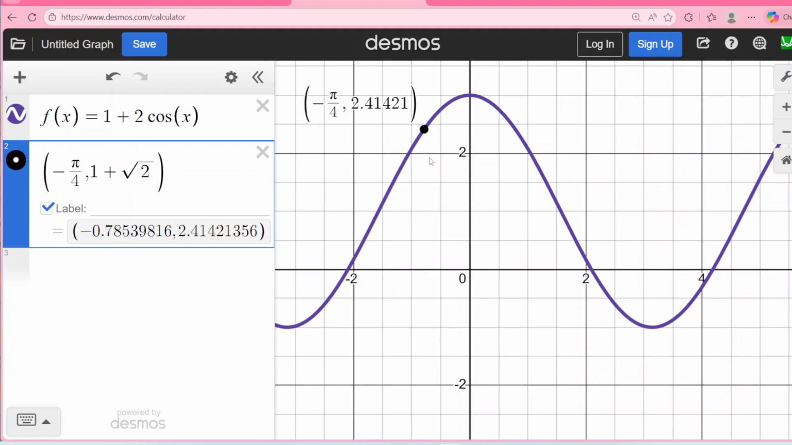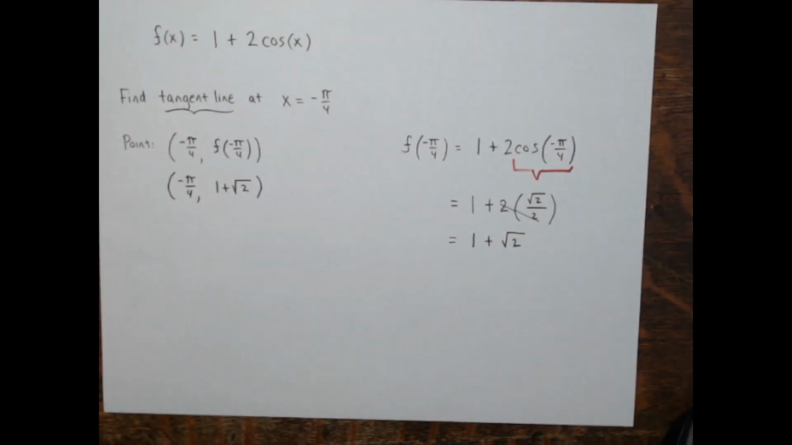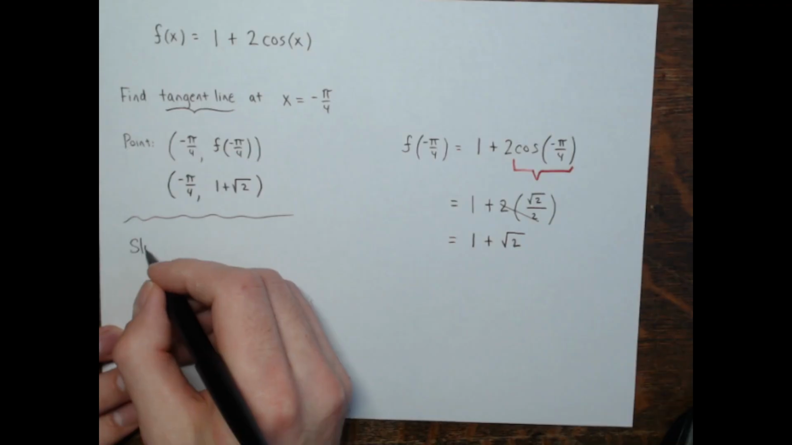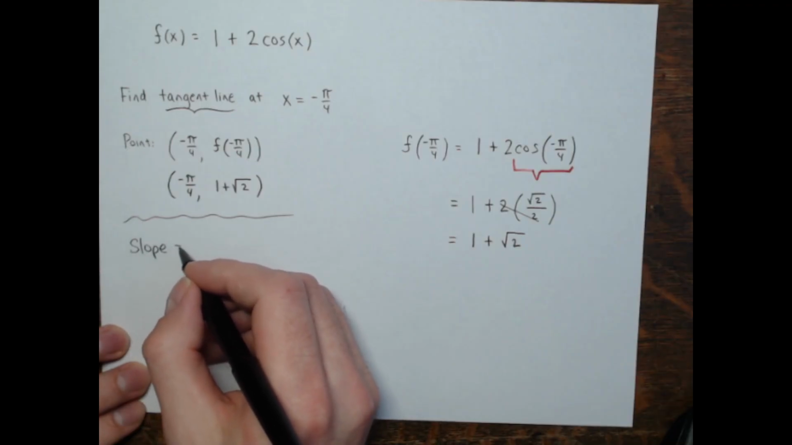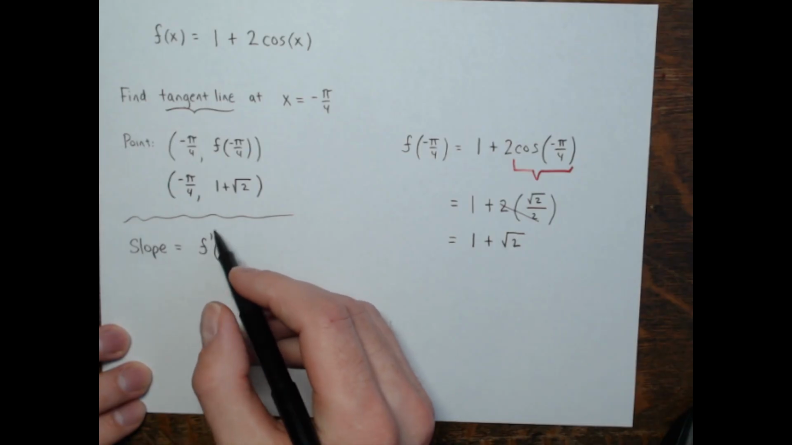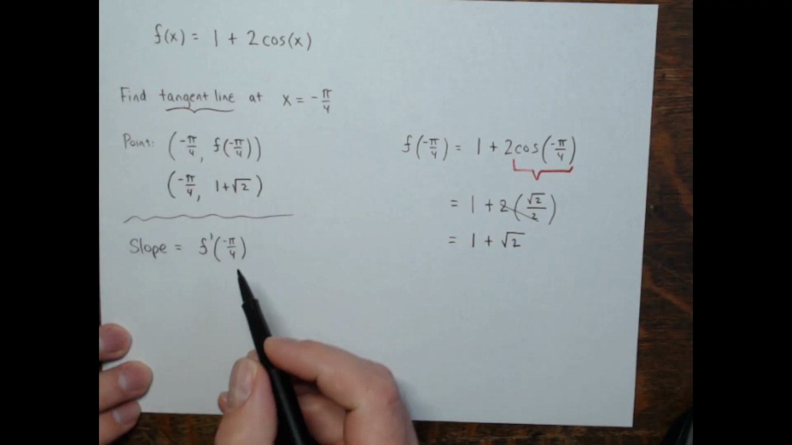Now, if you look at this graph here at this point, you see how the graph is going up at this moment. So when we get the equation of our tangent line, it should have a positive slope, right? So that's what I need next, the slope. So I've got the point. Now I want the slope, and remember the slope of any tangent line was the derivative, so f prime, and I need f prime at this negative pi over 4 value, right, at that point.